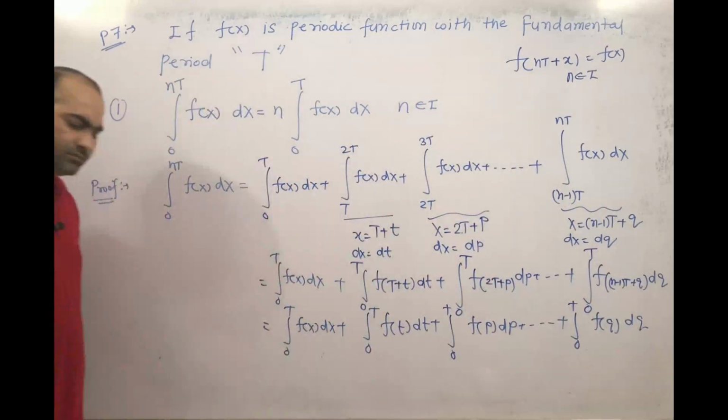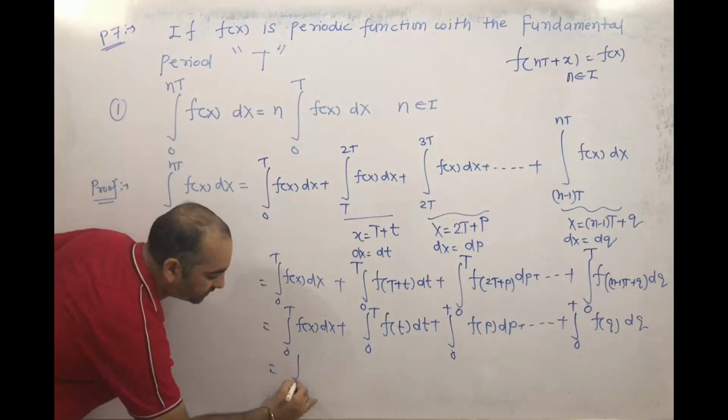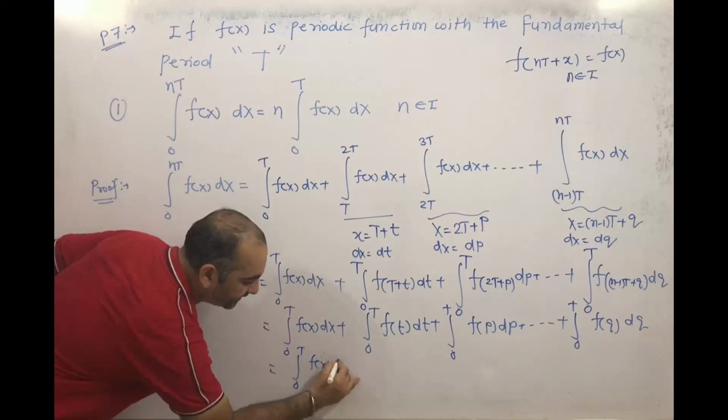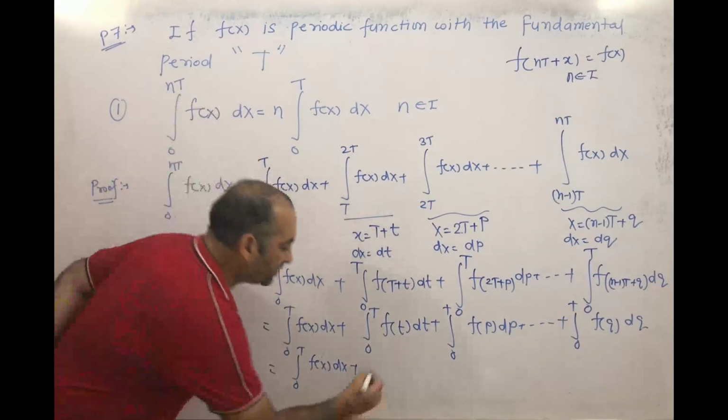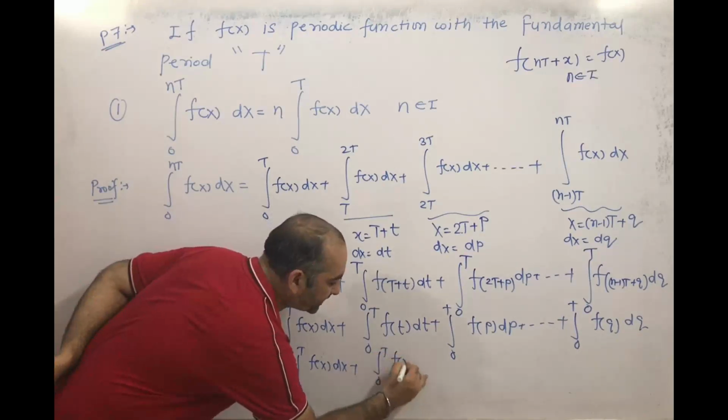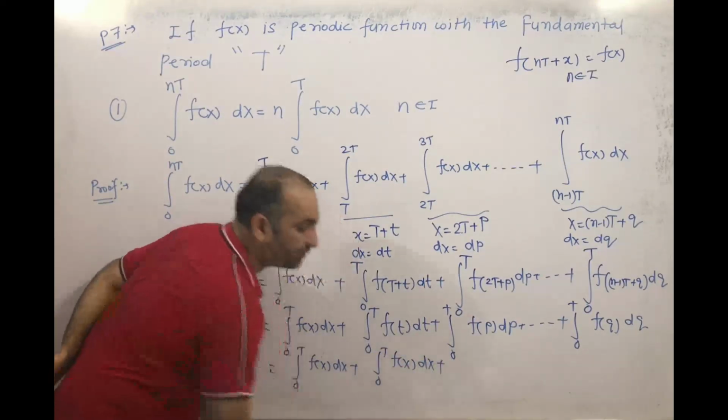Okay, now this one we can write integration 0 to T f(x) dx, plus here instead of t we can put x. Okay, so this will come as 0 to T f(x) dx. Here we are using property number 2.